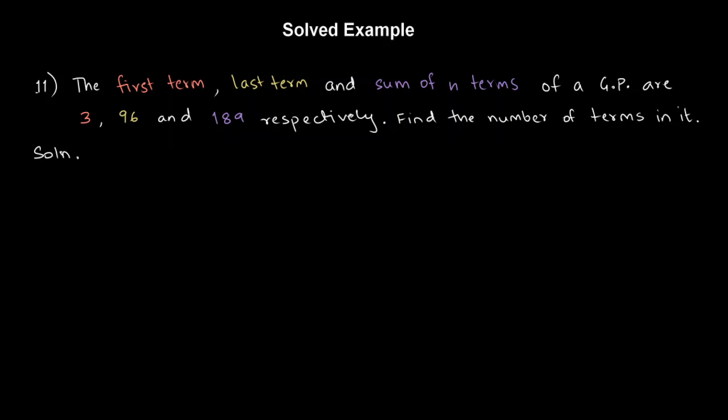The first term, last term, and the sum of n terms of a geometric progression are 3, 96, and 189 respectively. You want to find the number of terms in it, or basically you want to find the value of n, the number of terms in it, right? So let's make a note of the given information first.